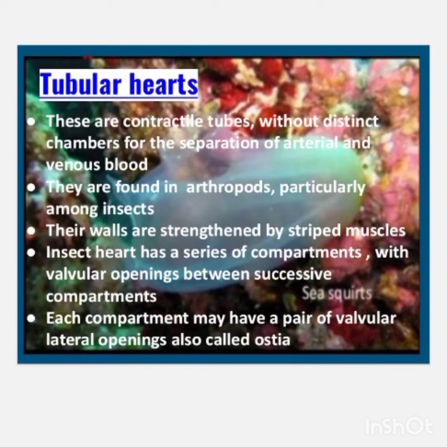Second one, tubular hearts. These are contractile tubes without distinct chambers for the separation of arterial and venous blood. They are found in arthropods, particularly among insects. Their walls are strengthened by striped muscles. Insect heart has a series of compartments with valvular openings between successive compartments. Each compartment may have a pair of valvular lateral openings, also called ostia.